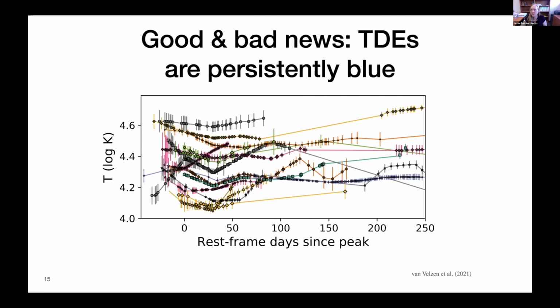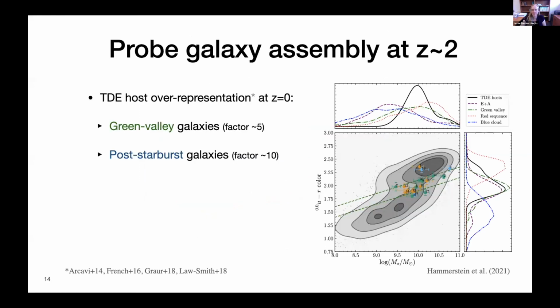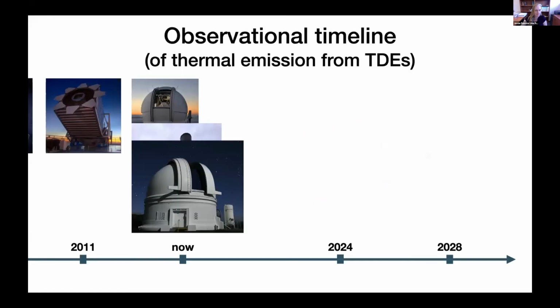All right, one more question on Zoom from Brad. Are the TDE rate estimates based on single epoch depth for the time domain survey? Would it be possible to see much more distant events with stacking given the longer time scale? And conversely, would the longer time scale make identification more challenging?